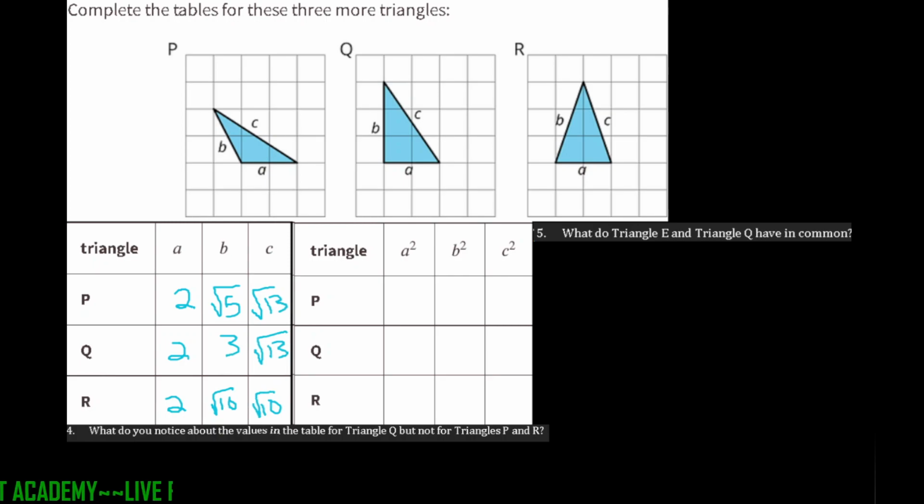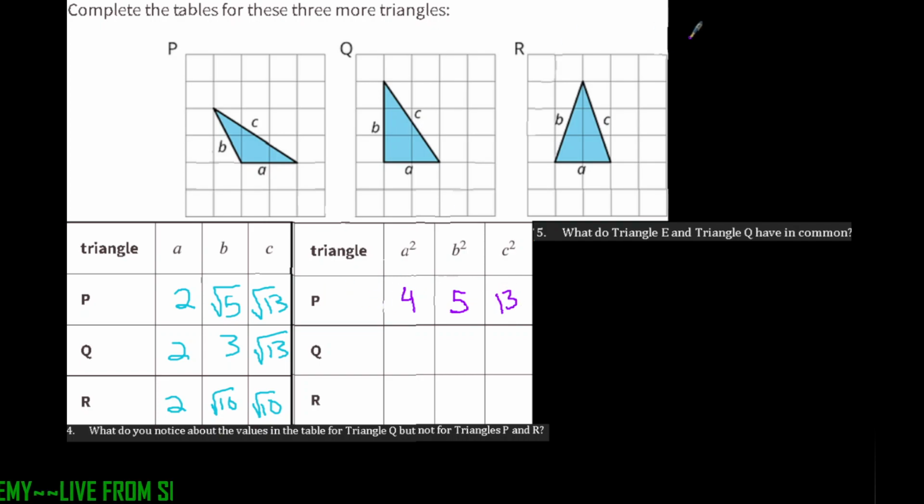So that same idea, we can keep going and say, well, what are the squares going to be of those side lengths? So what we can do is take and square each of these values. So I have a squared is going to be 4, b squared is going to be 5, and c squared is going to be 13. So make sure you're seeing how those work.